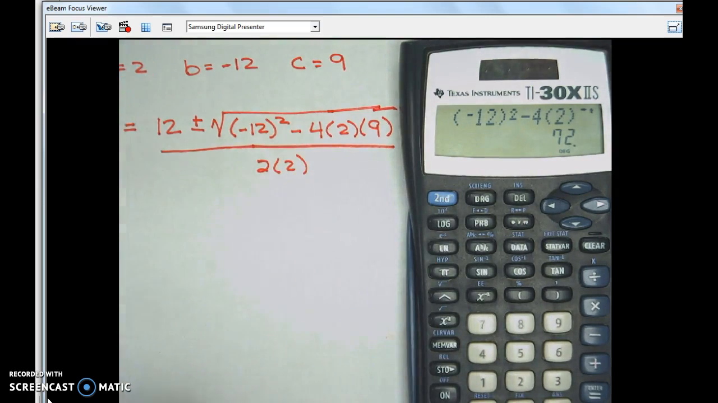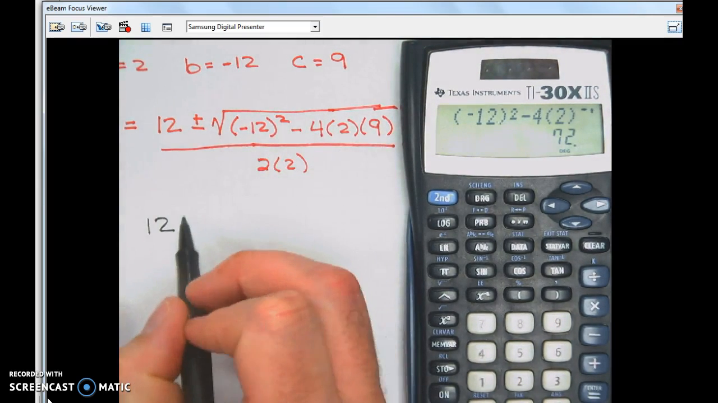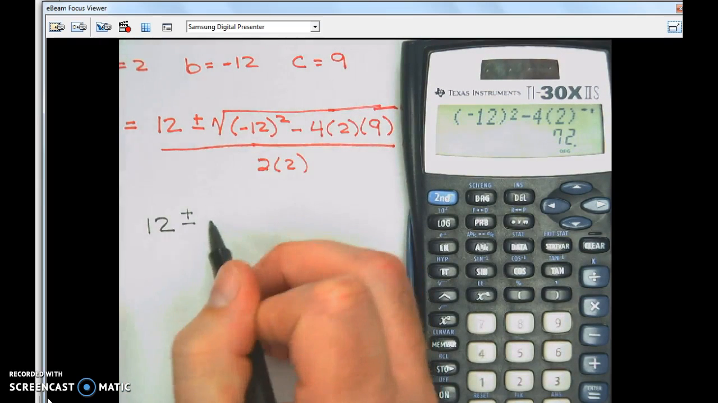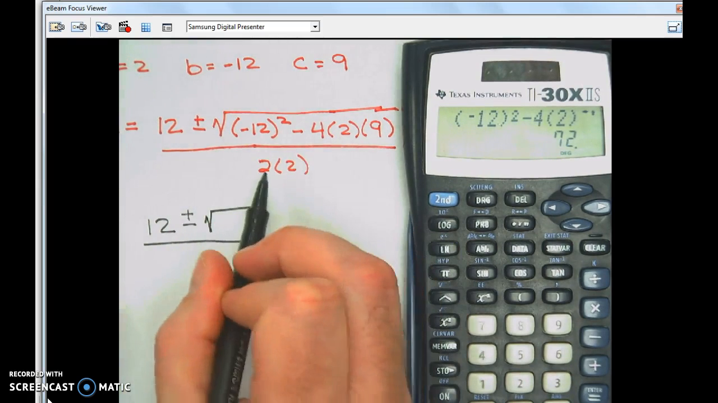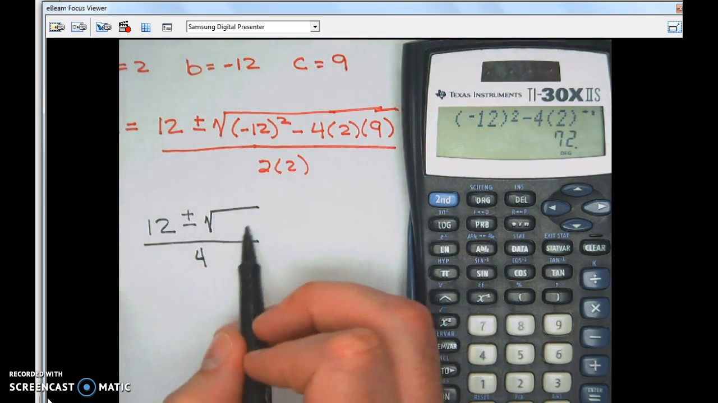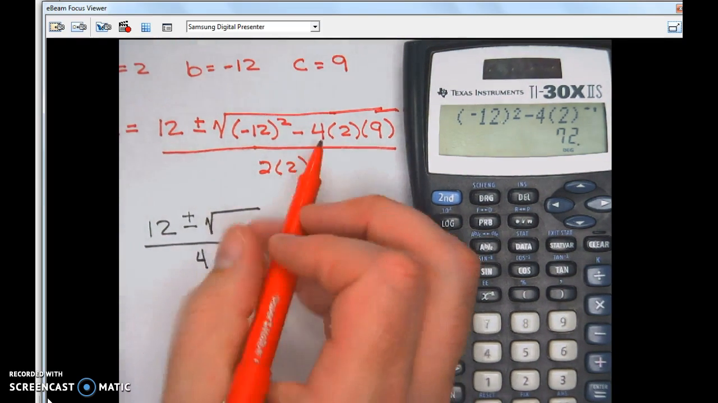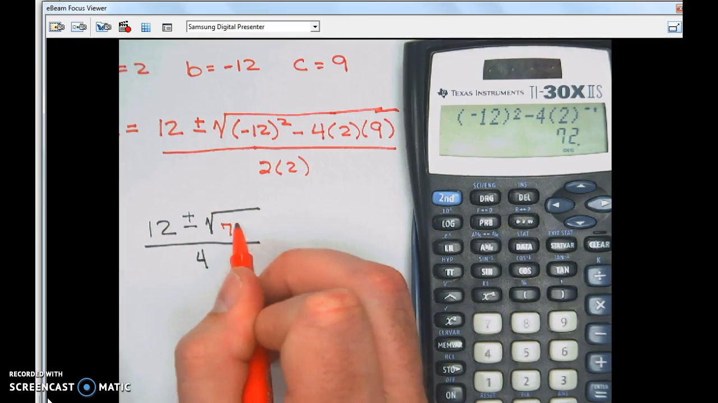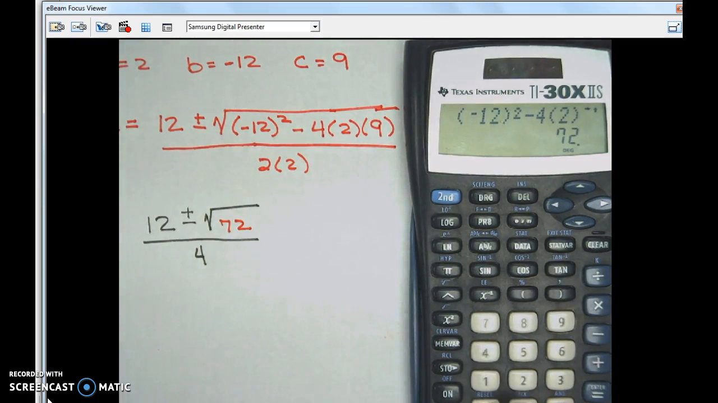So when you go to rewrite this, you still have the 12. That's right there. You still have the plus minus. You still have the square root sign. You still have the division bar. 2 times 2 is 4, so I write 4 down here. But what goes inside here is the 72. That's what we just found by plugging this inside stuff in. And then it's just a matter of finishing this off on your calc.